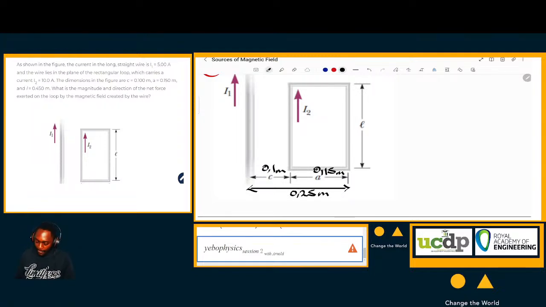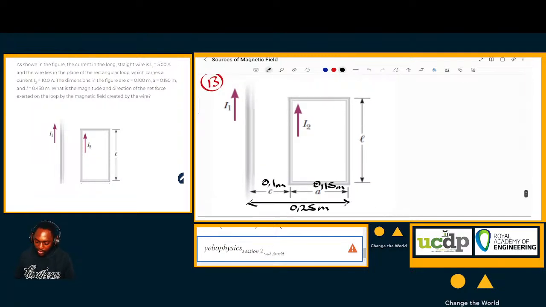All right, so now we know that between any two straight conductors carrying current in the same direction, there's going to be a force of attraction, and if they're carrying current in opposite directions, there's going to be a repulsion. So for I2, we can see that current is going upwards on this side of the loop, which means that on this other side of the loop, current will be going down.